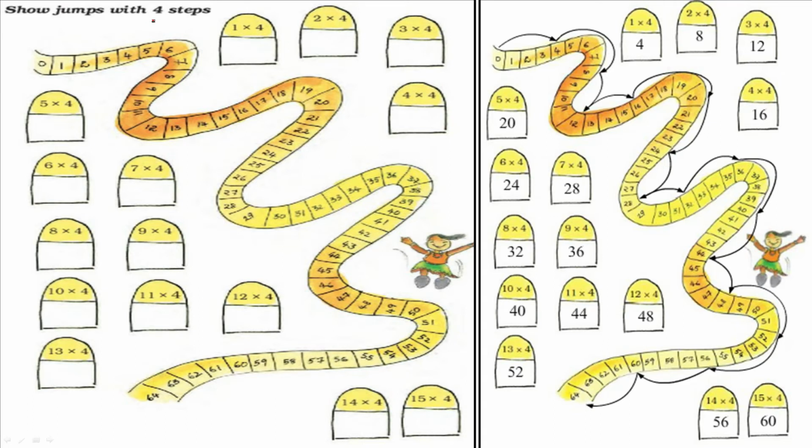So jumps with 4 steps. Now let us see 4 steps jump. First 0 to 4, then it will jump 4 to 8, then 8 to 12, 12 to 16. Like that it will jump. 16 to 20, 24. Like that it jumps. Lastly here you can find 60. 15 4s are 60. So it jumps up to 60. So here you are going to write the 4 table. 1 4 is 4, 2 4s are 8, 3 4s are 12. Like that. 4 4s are 16. 15 4s are 60.